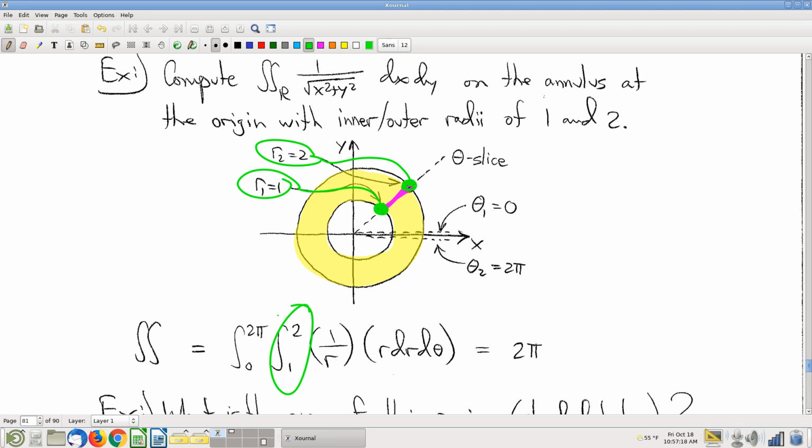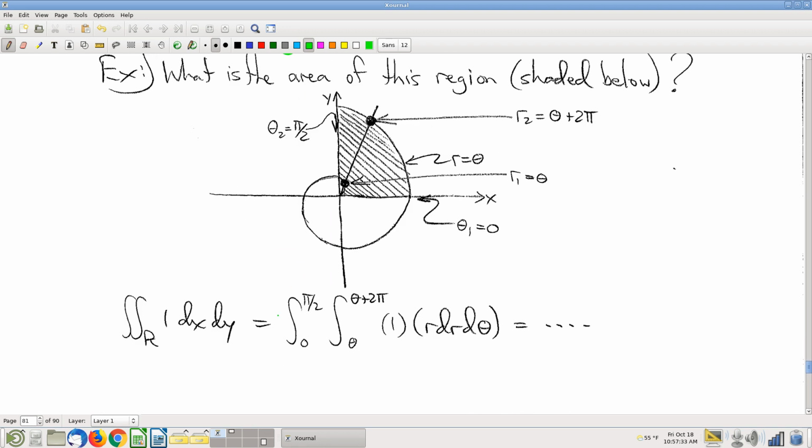And by the way, notice, nowhere in this yellow domain over which I'm doing the integral in polar coordinates is R equal to 0. And so there's just no problem with improper anything. We avoid the problem completely. Okay. All right, another quick example.